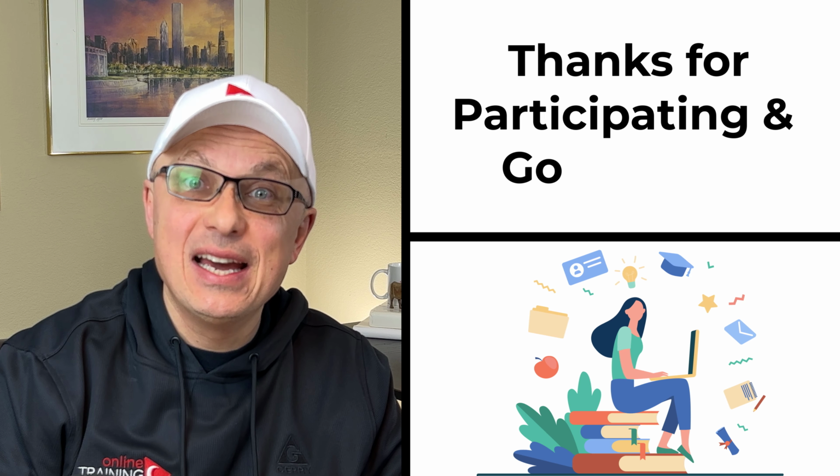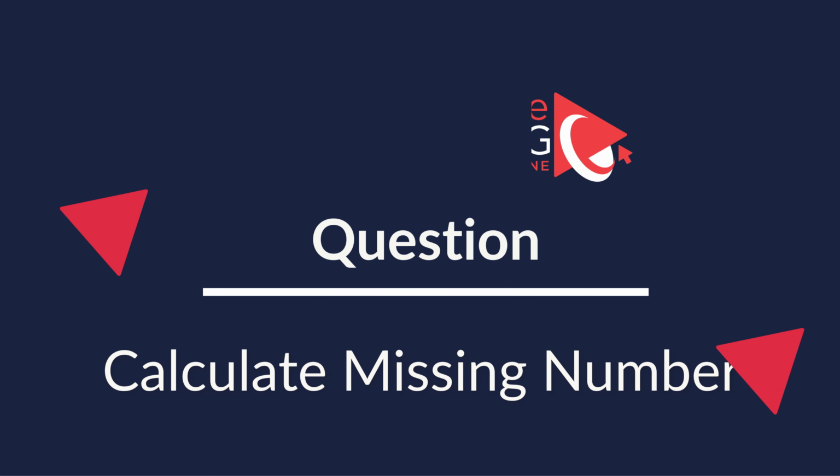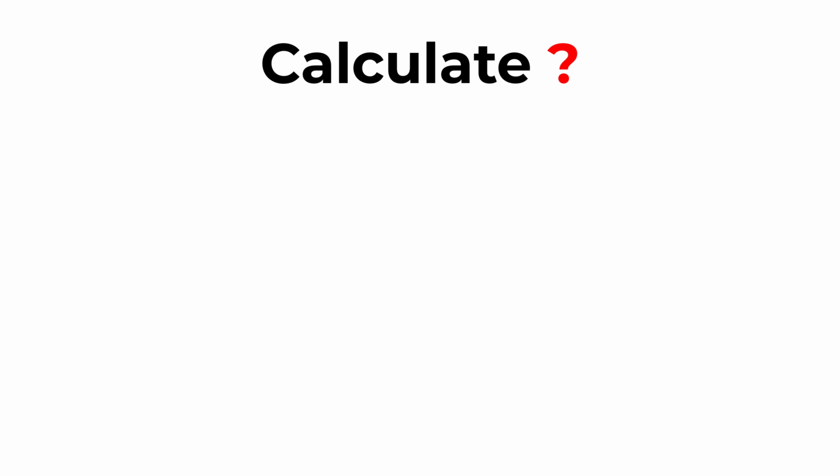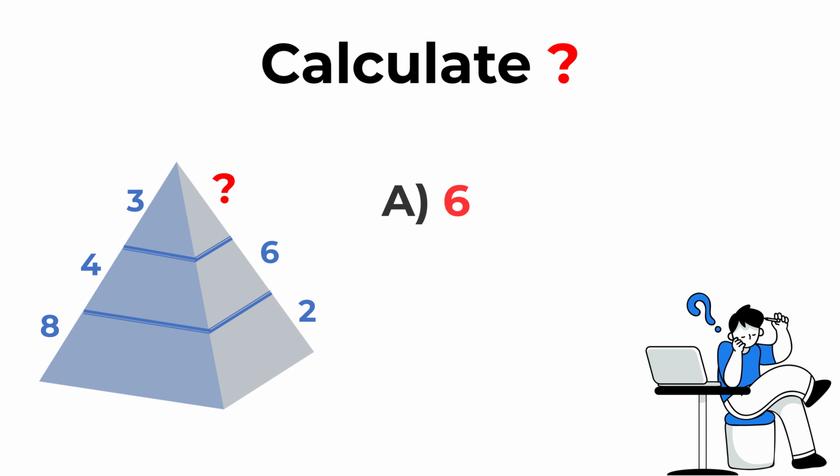And now let's continue and get you ready for the test. Here's a cool question you frequently see on the test. You need to calculate the question mark. You're presented with a 3-layer pyramid. On the bottom layer, you have numbers 8 and 2. On the middle layer, you have numbers 4 and 6. And in the top layer, you have number 3, and on the other side of the pyramid, you have a question mark. And this question mark can be one of those 4 values. Your choice A is 6, choice B is 10, choice C is 7, and choice D is 2.